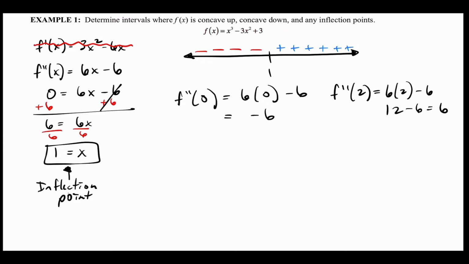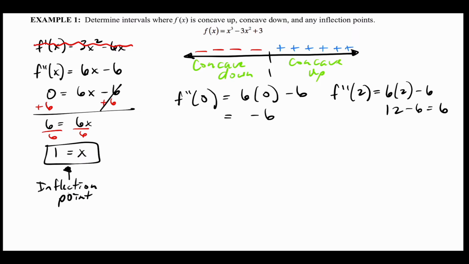Okay, so what we know is before 1, it's concave down. Okay, so let me write that down. So before 1, concave down. After 1, concave up.